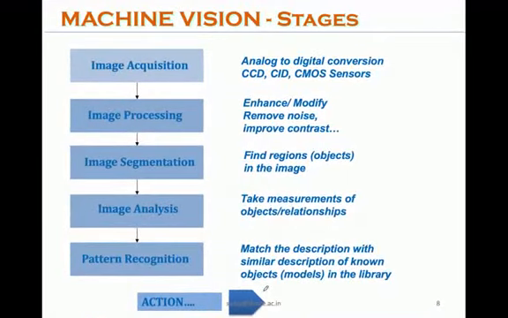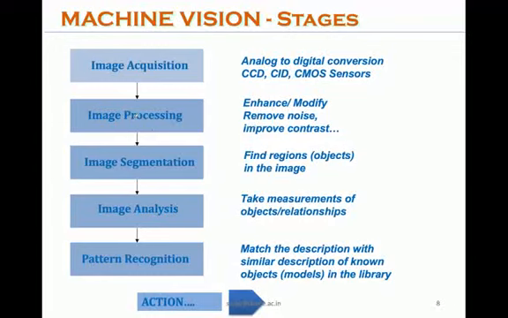Let us see what are the steps involved in machine vision. Machine vision involves a few steps like image acquisition. That means the light that is falling on the sensor will be converted to a digital image by means of certain sensors. The image will be processed. That processing means enhancement or modification of the image, noise removal, etc.